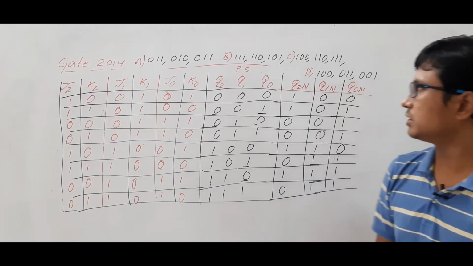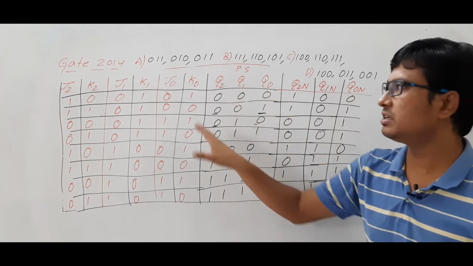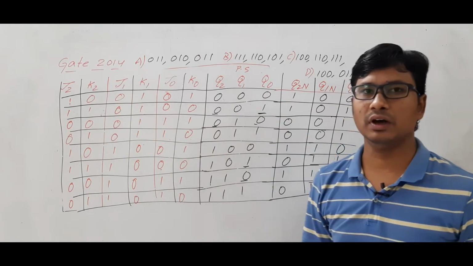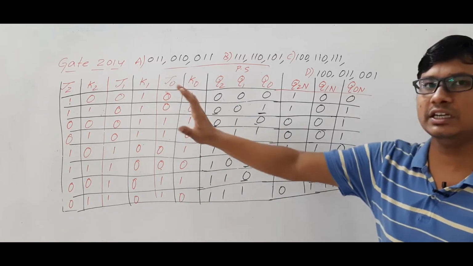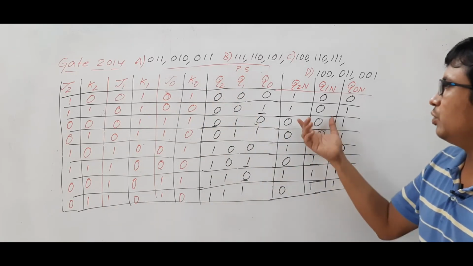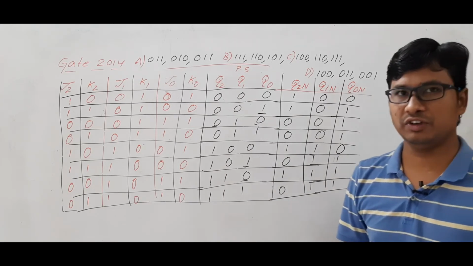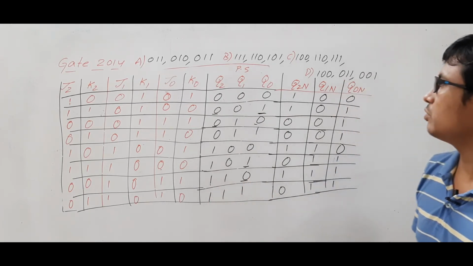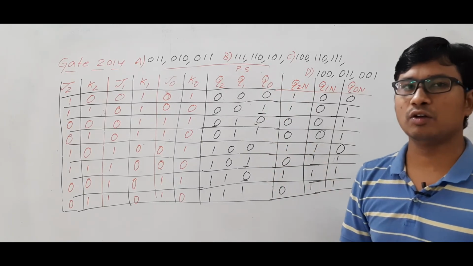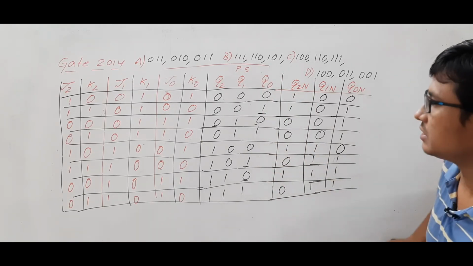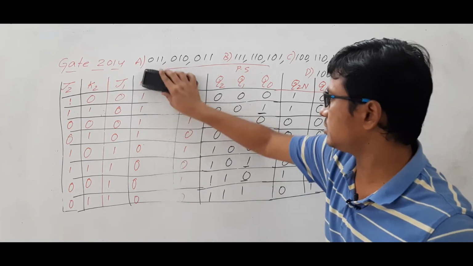Are you able to understand? So we have taken the present states. From the present states, we found each JK flip-flop's J and K value. Then from the J and K value and the present state, we got the next state of each flip-flop. Now using this, we can find the next 3 states in the clock cycles. Are you able to understand? So to do that, let me erase this.